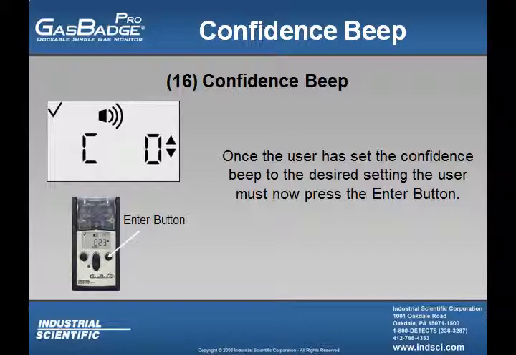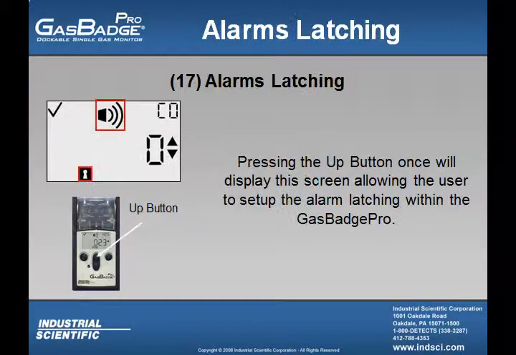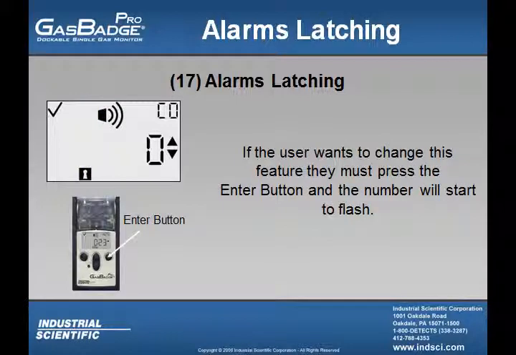Once the user has the GasBadge Pro's confidence beep set to their desired level, they can now press the enter button and that setting is now saved. Pressing the up button once will display this screen, as well as the buzzer icon and the lock symbol on the display. What this screen does is allow the user to turn the alarm's latching feature on or off. Alarm latching means that if the GasBadge Pro goes into alarm, it will stay in alarm until the user acknowledges the alarm and presses the enter button. It is then the alarm will shut off.